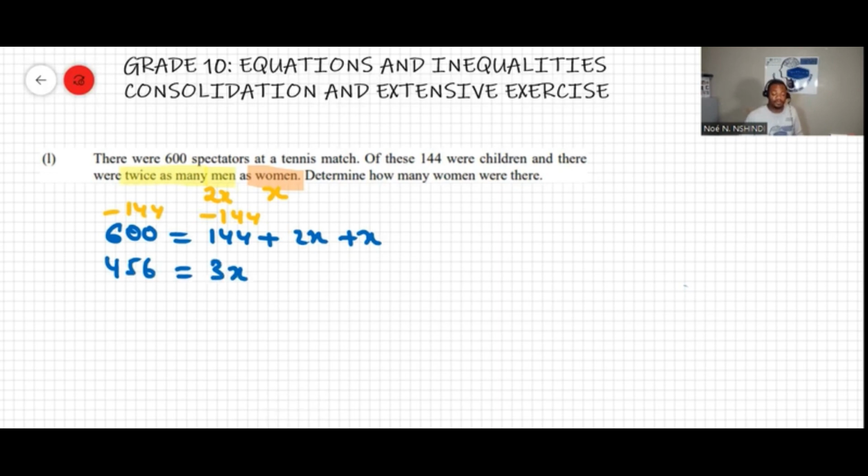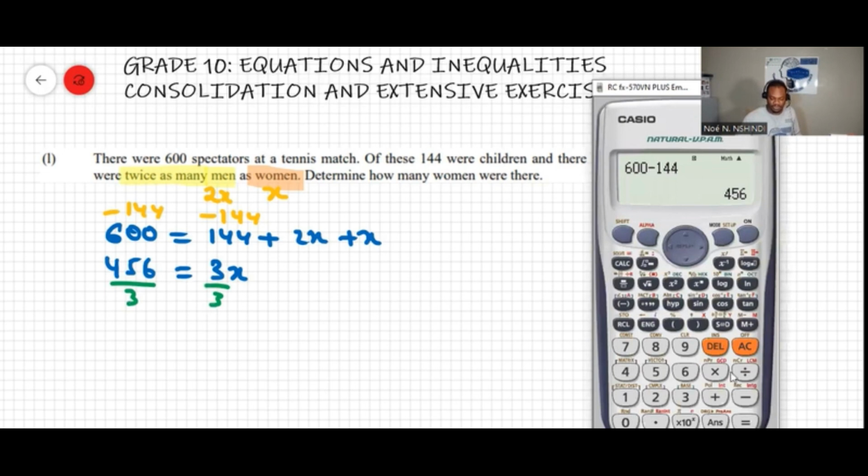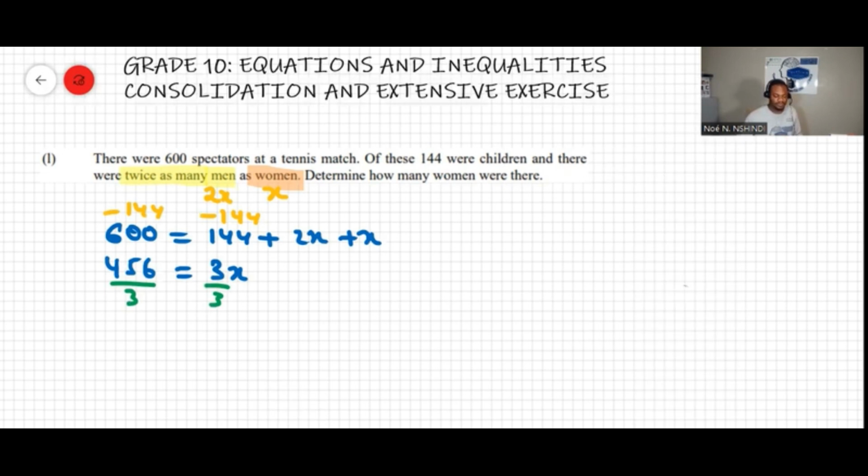So to get the value of x, we divide both sides by 3. 456 divided by 3 would be 152. Just make sure, divide by 3. Yes, that makes 152. So this means x is equal to 152. Remember, we let x be the number of women. So therefore, there were 152 women. Thank you.